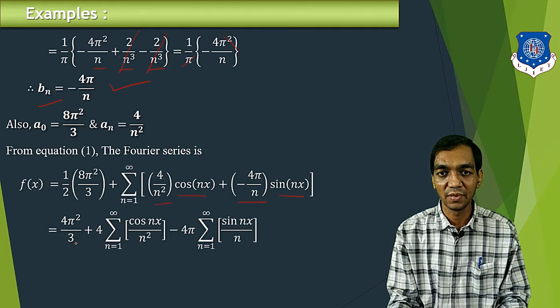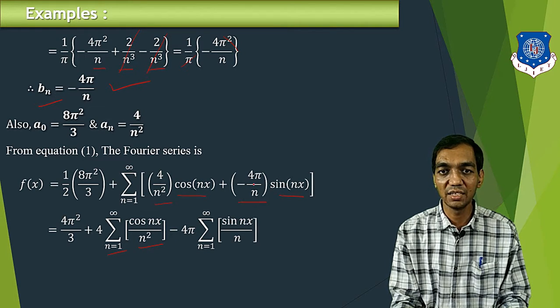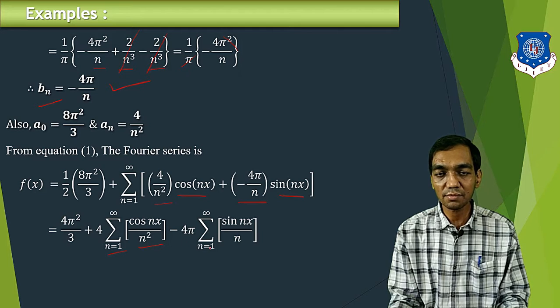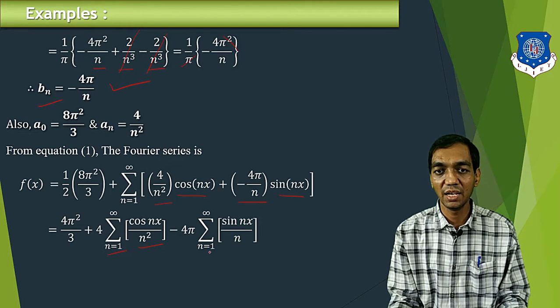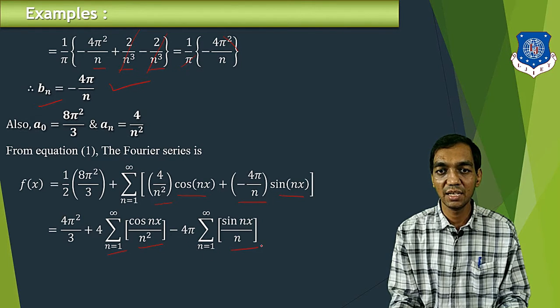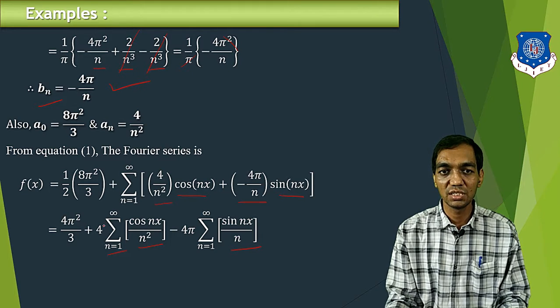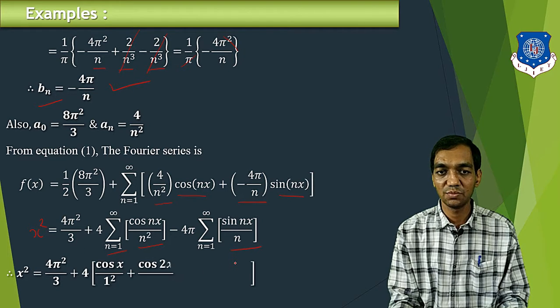And if you are going to simplify this, then 2 4 is 8, so you will have 4 pi square by 3. We are going to separate both of these terms and take the constants common. So here 4 common, and you will have plus 4 into sigma n running from 1 to infinity cos nx upon n square, minus here 4 pi common, and you will have sigma n running from 1 to infinity sin nx upon n. So this is the Fourier series for x square.